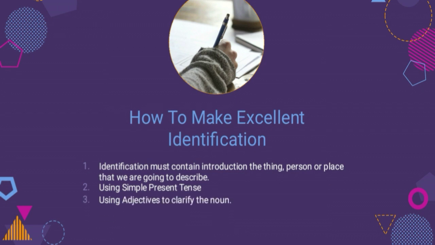The last is using adjectives to clarify the noun. Why should we use adjectives? Because they have the function of clarifying the noun words in a sentence. For example, a car. What kind of car are we going to describe? An attractive car. So, you are describing what an attractive car looks like.